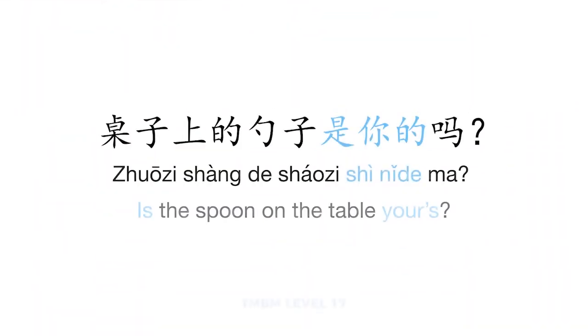Let's look at the second one, where it's GS special 是 PPT, people, place, or thing. All right, so let's see how we can use this. The first sentence is this. 桌子上的勺子是你的吗? So the spoon on the table is yours. Is the spoon on the table yours?